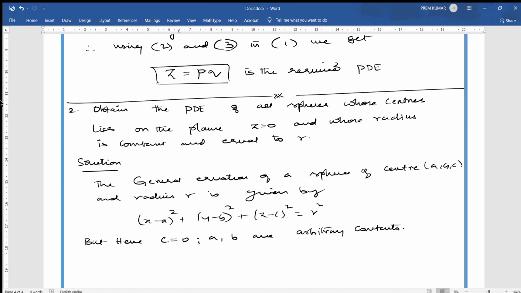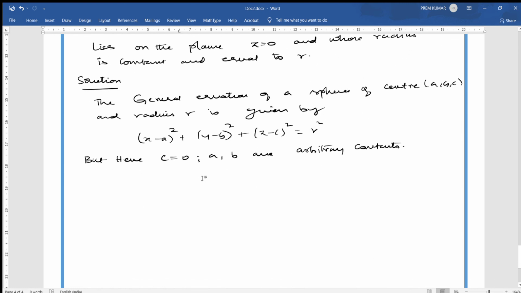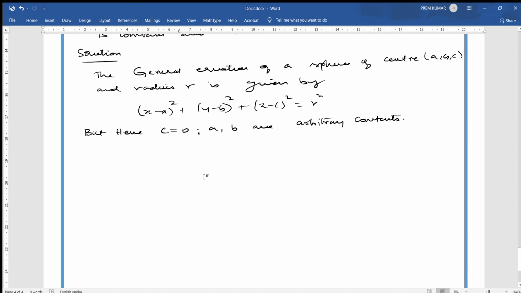So this is the sphere equation given, and we are going to find the corresponding partial differential equation. For this problem, my sphere equation is (x minus a) the whole square plus (y minus b) the whole square plus z square equal to r square. Here r is a constant they have given. All the spheres have the same radius r, but their centers, lying on the xy plane, are changing. So a and b we call arbitrary constants and r is a constant. Now this is my first equation.